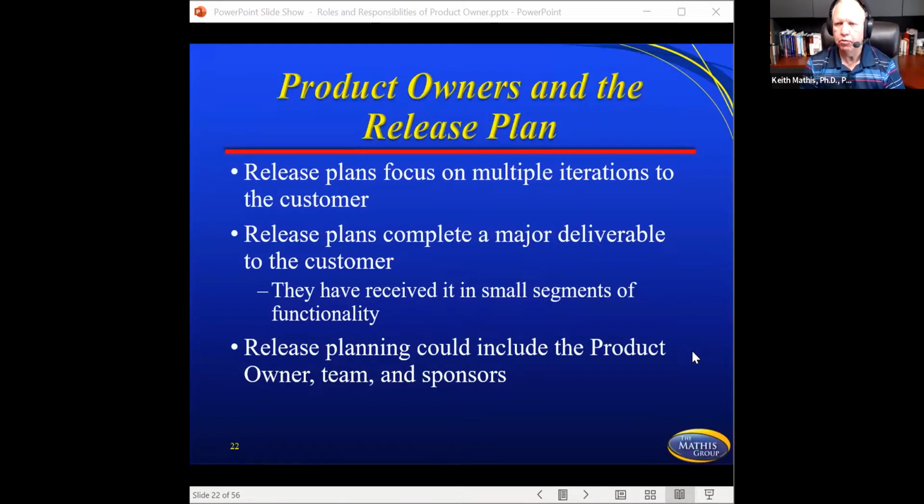Now, your product owners and the release plan. Remember, I mentioned earlier that your release plan is not at the end of every sprint. You might have 4 or 5 handoffs from the sprint before you actually have a release. And so release plans focus normally on multiple iterations for the customer and multiple features that you're handing, because many times it takes multiple features before it kind of packages it together as one main deliverable. And so release planning could include the product owner, the team, the sponsor, because all of those parties are very much part of this. And so that release plan is going to be something that's much larger than what we're talking about with sprints, because it's going to be several sprints that are complete in order for you to have release number 1.